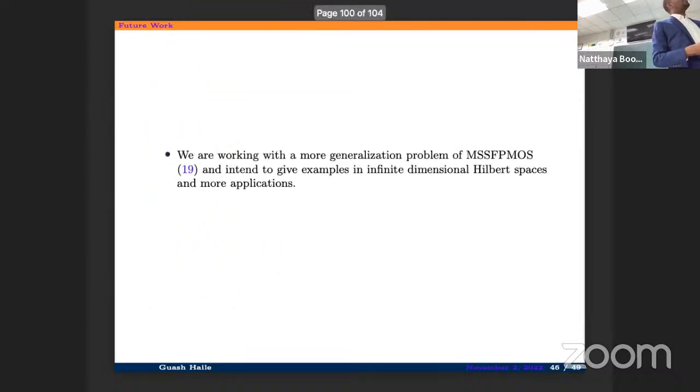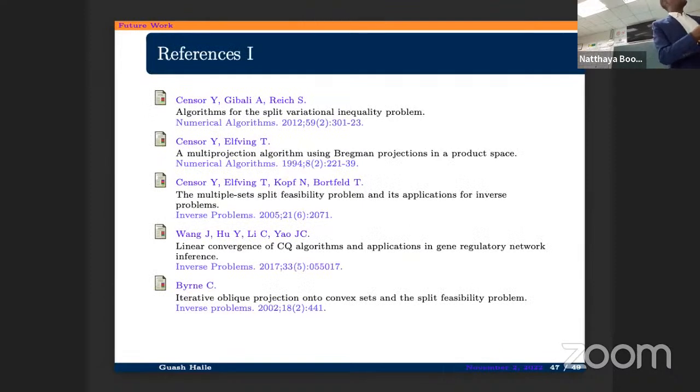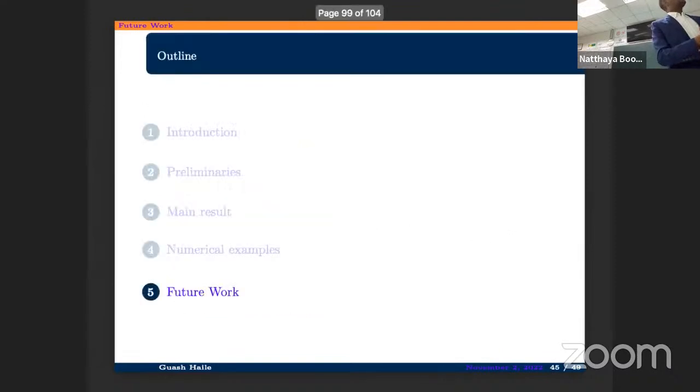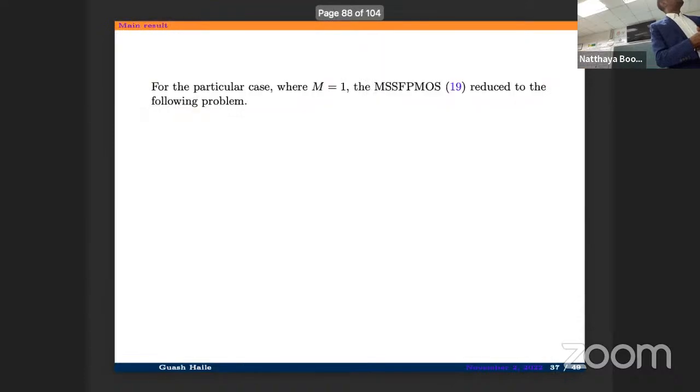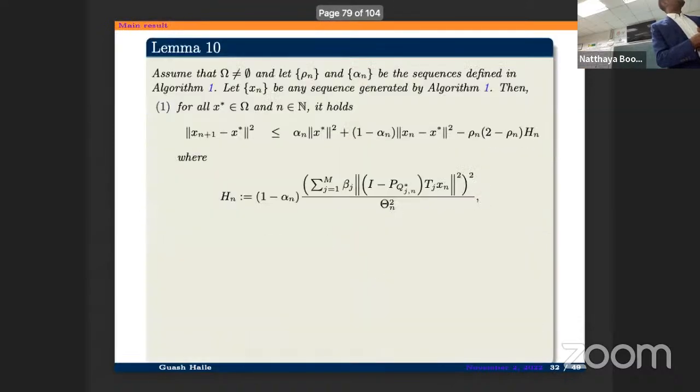For the next step, we are working with a more generalized problem of problem 19, and we intend to give examples in infinite dimensional Hilbert spaces and more applications, in a different work, not this one. This one is already submitted. But for my friends or colleagues, this is also some of the references, and I can recommend that maybe someone can do this.